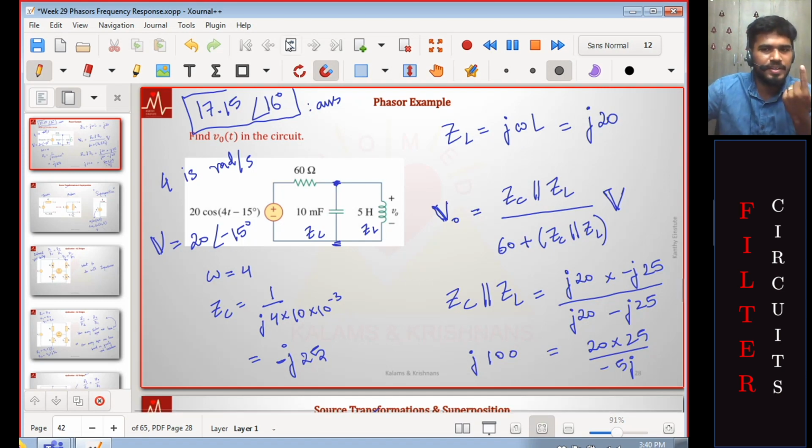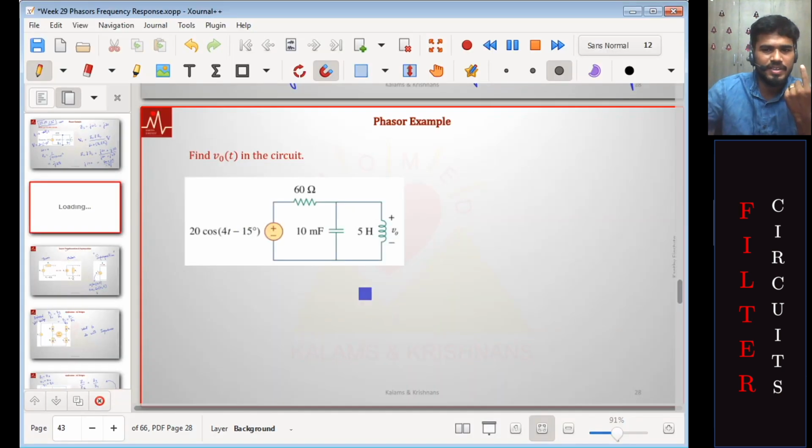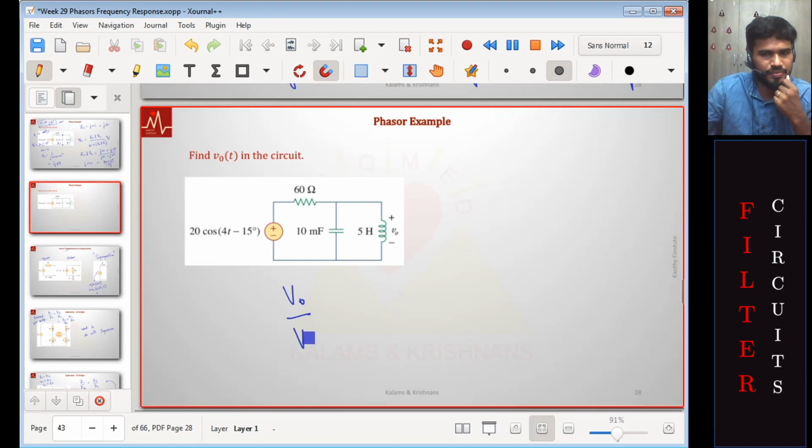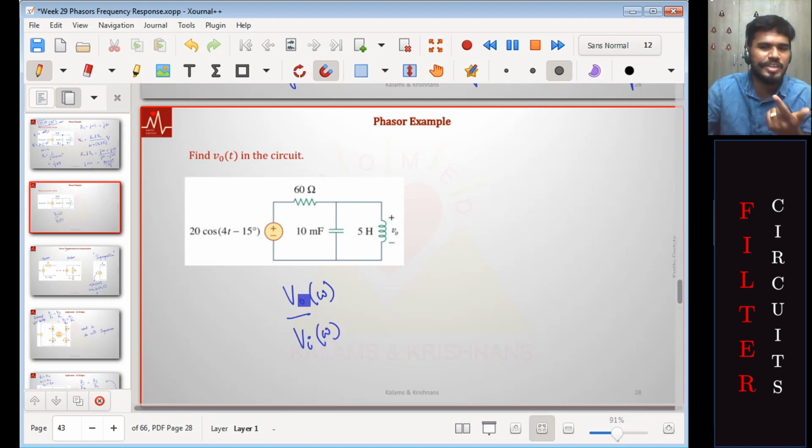And typically, we are looking at things like what is the ratio between input and output. And this is a function of frequency. Some books write it as V naught of omega by Vi of omega. Some books write it as V naught of j omega by Vi of j omega. Just notation. Whether you put the j or not in the function doesn't matter. Let's call this input. Let's call this output.